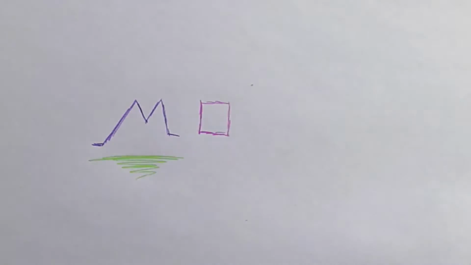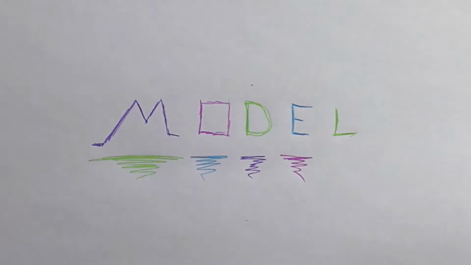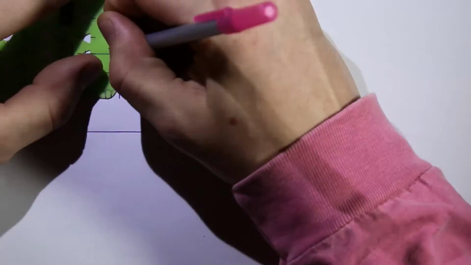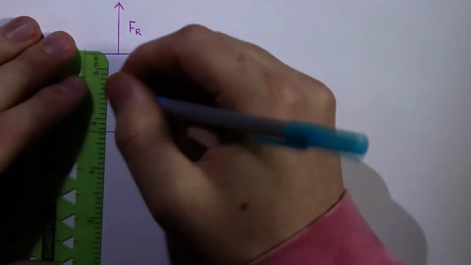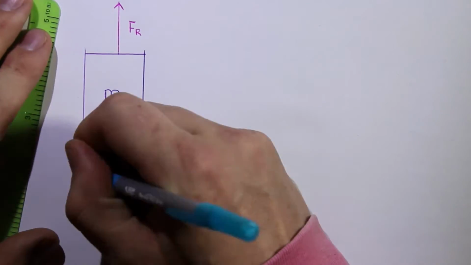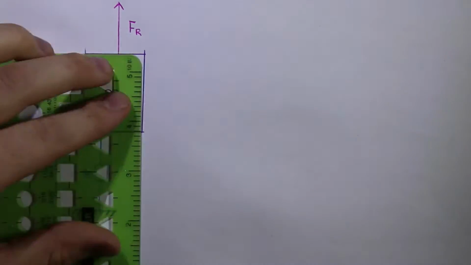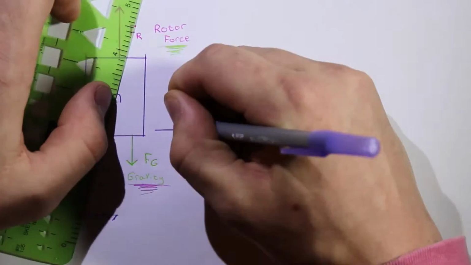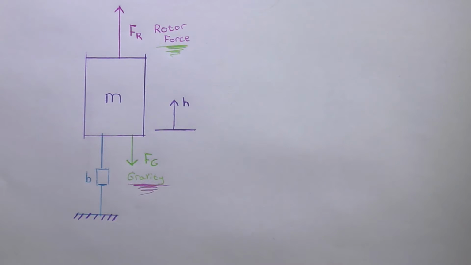Designing our model. So, how do you even start to design a model for a system like this? Well, we began by drawing an FBD, or a free body diagram of our system. As you can see, the purple rectangle labeled M represents the mass of our system, or the mass of the quad itself. Pulling straight up from that is our FR, or the force that the rotors are generating.